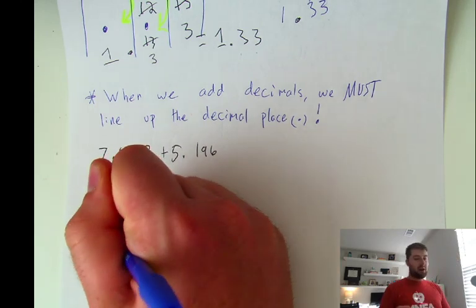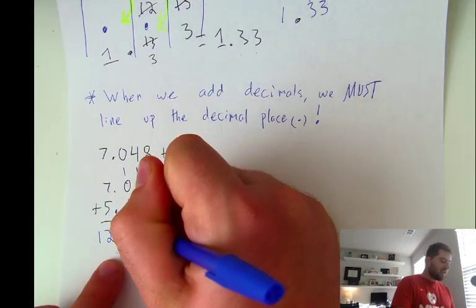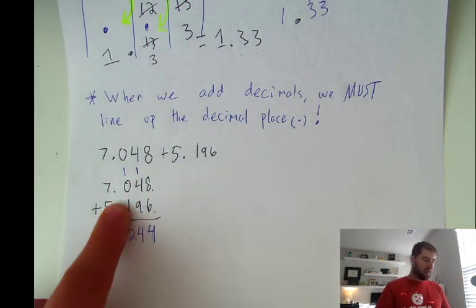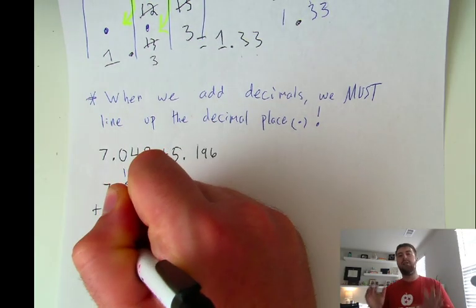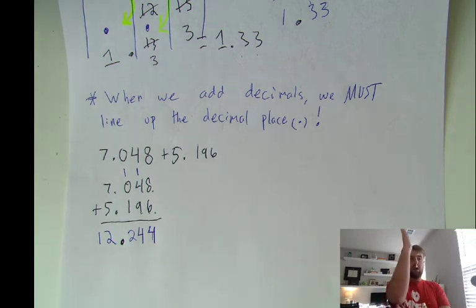Now, we remember our answer is not 12,244. There is a decimal place right here on both numbers. So we have to make sure we put our decimal place in our answer in the same spot vertically. It's going to be different when we start talking about multiplication and addition of decimals, but when we're adding and subtracting decimals, you always make a line. Your decimal places are always in a line.